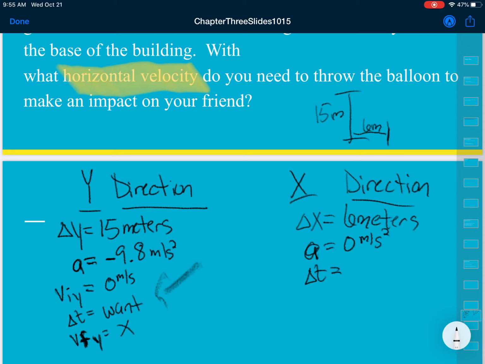And then v initial in the x direction. The question said what horizontal velocity do you need to throw the balloon with? So our v initial x is our want. And then our v final in the x direction, I don't necessarily care about. So there's all of our terms worked out.